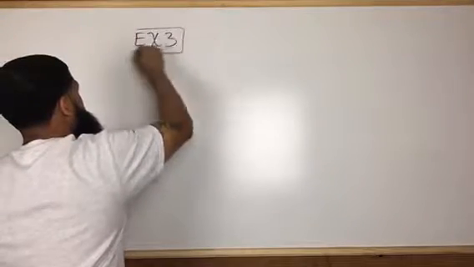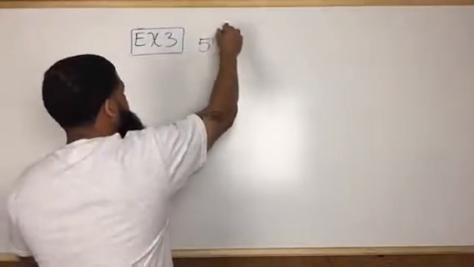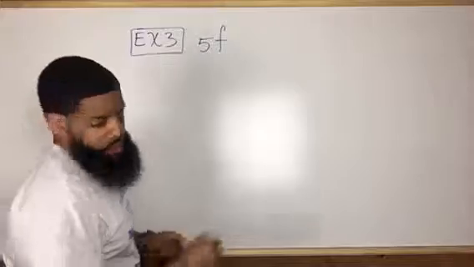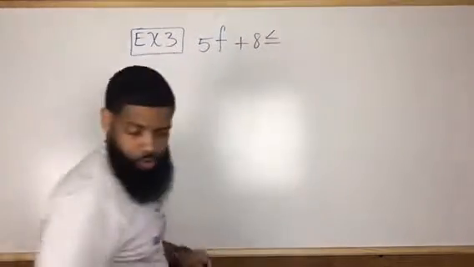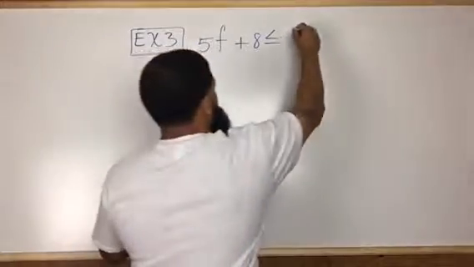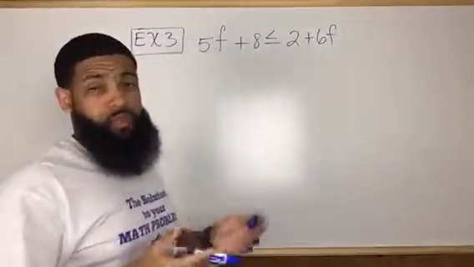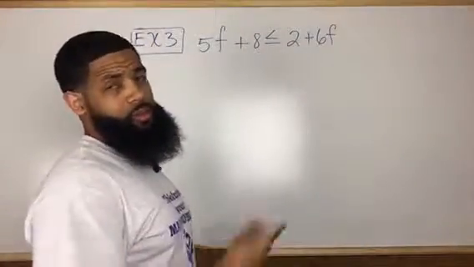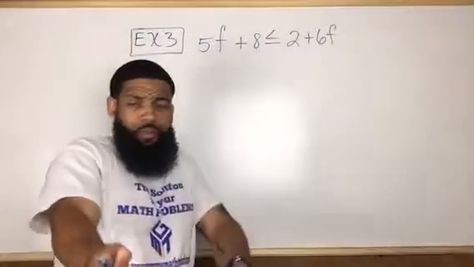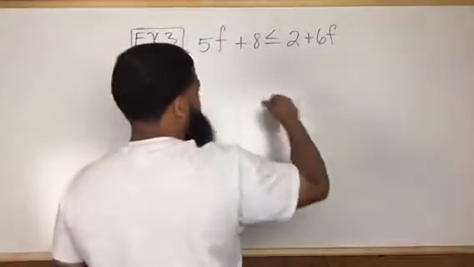Example 3. I have 5f plus 8 is less than or equal to 2 plus 6f. Notice I have variables on both sides of the inequality symbol. So we still need to combine the like terms using properties of equality, get the variable by itself, and we'll be done. I like my variables on the left side.